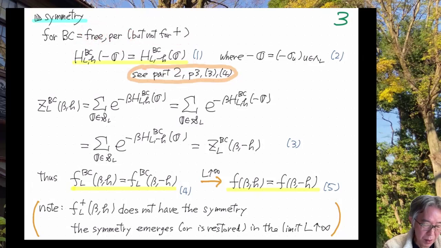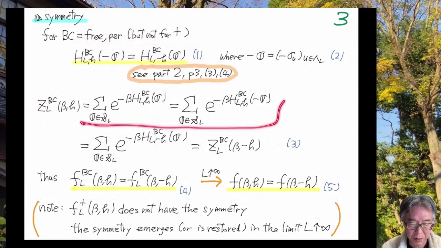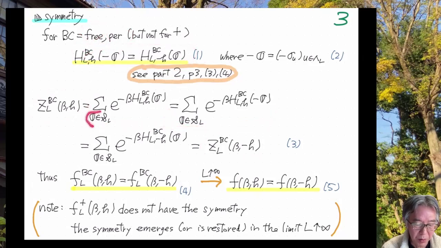Then now we want to show that this partition function has this symmetry. Why? Well, first of all, this is just the definition. Then here I can write this like this. Did I use this? No, not yet. This is just a trivial rewriting. I'm just summing over all possible sigma. So in this case, it's exactly the same as summing this thing and summing this thing.